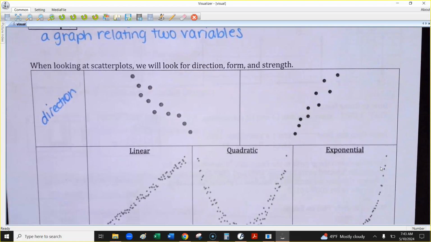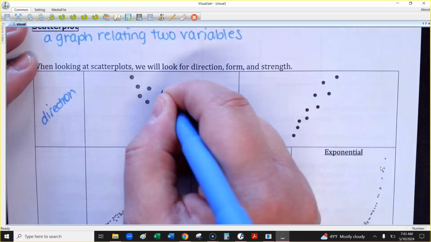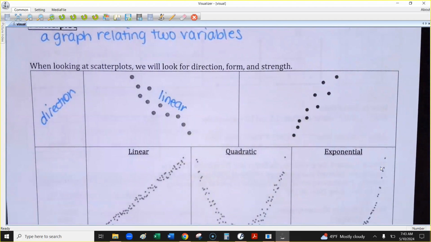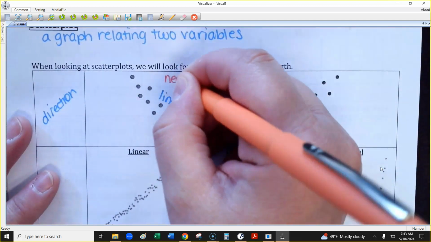Probably a line, right? This I would say is linear. Now, the direction, though, this would probably be estimated with a line. The direction is basically the slope of the line. So would that line have a slope that would be positive or negative? Negative. Okay, so this would be negative here.